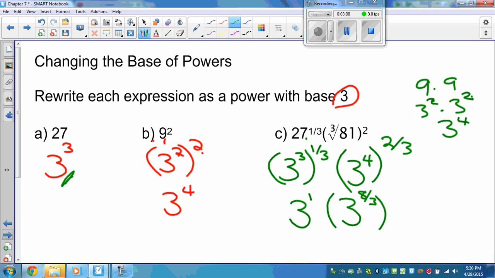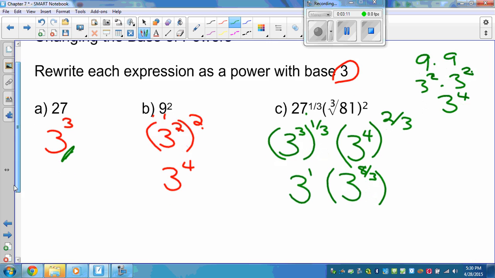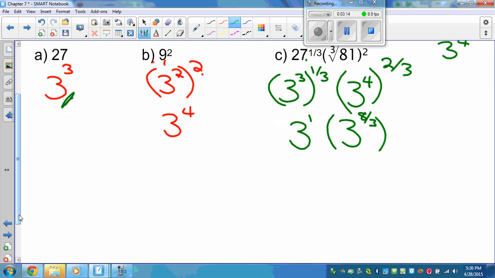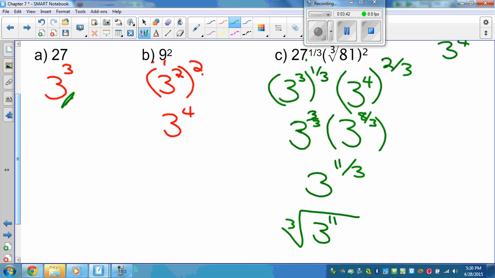Now I have 3 times 3 to the 8/3. Exponent laws say that we add exponents when we multiply. So let's turn this 1 into the same denominator so we can actually add it. That's still 3 to the 1. So I have 3/3 plus 8/3, which is 11/3. 3 to the 11/3. That would be the same thing as the cube root of 3 to the 11th. It asked us to express it with a base 3, so this is the answer they were looking for. So just some exponent laws.